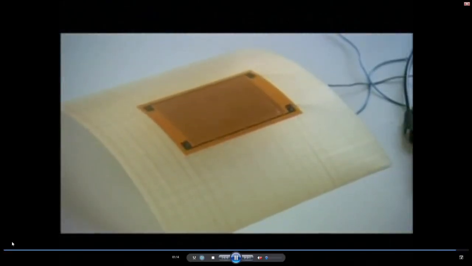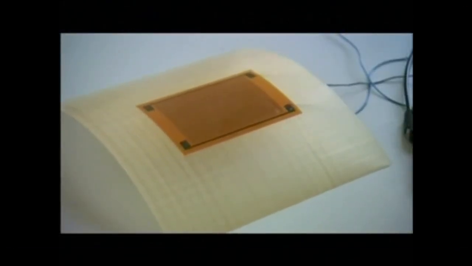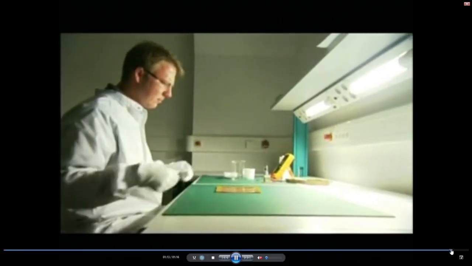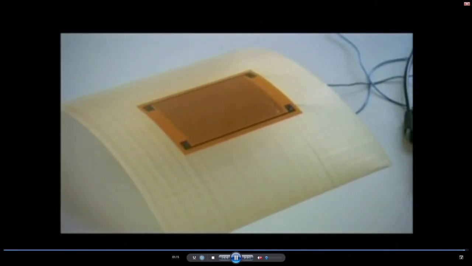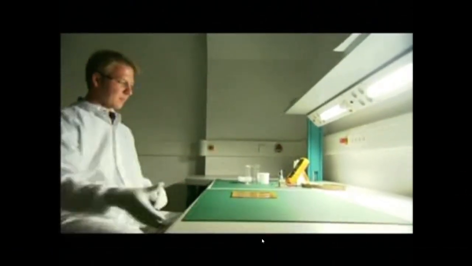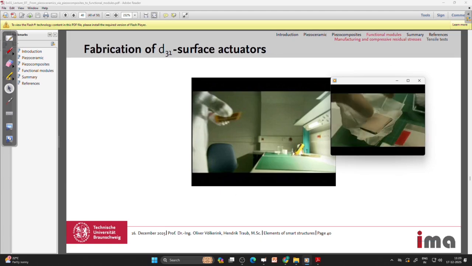And here, you can see the transducers in action. Maybe I jump back to this again, where a plate is actuated and forms like this, or deforms like this.